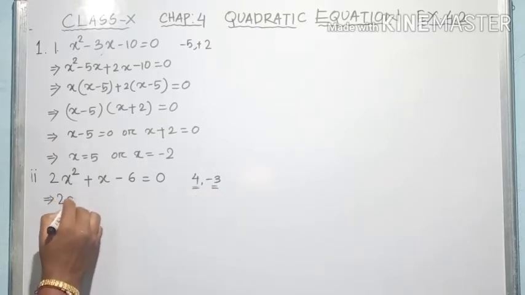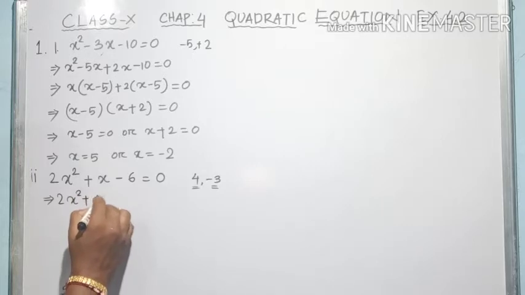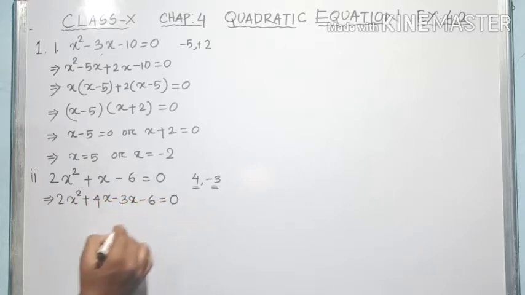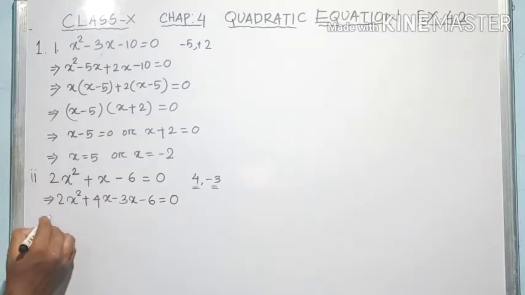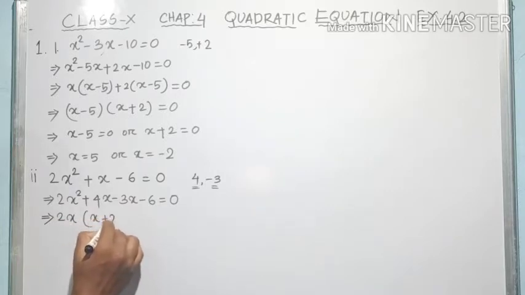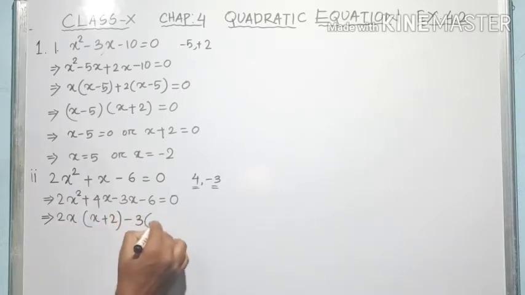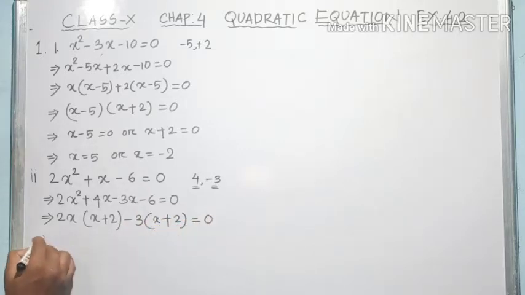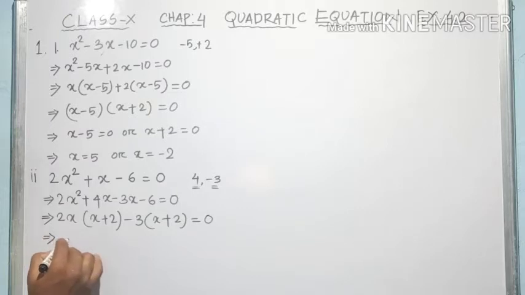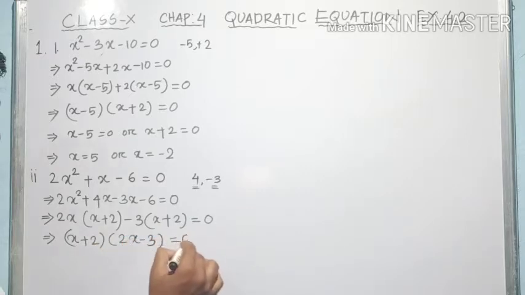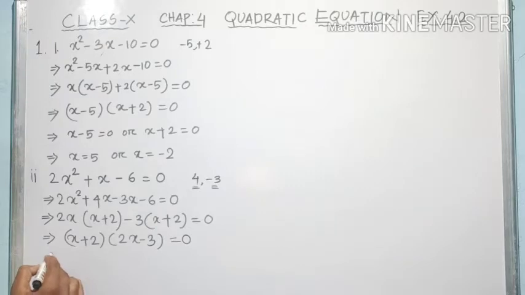So 2x square plus 4x minus 3x minus 6 is equal to 0. This implies that if you take 2x common, here it will be x plus 2. If you take minus 3 common, here it will be x plus 2 is equal to 0. This implies that x plus 2 whole into 2x minus 3 is equal to 0.